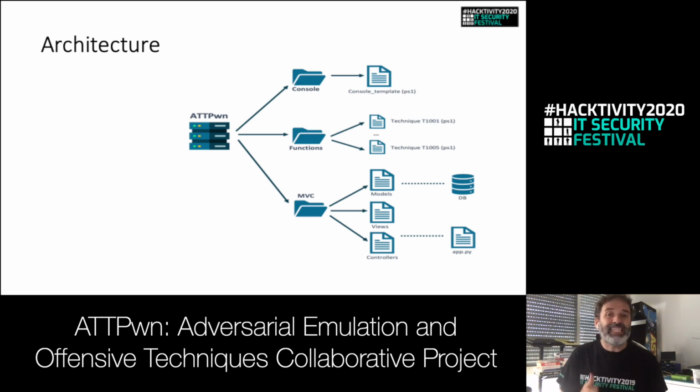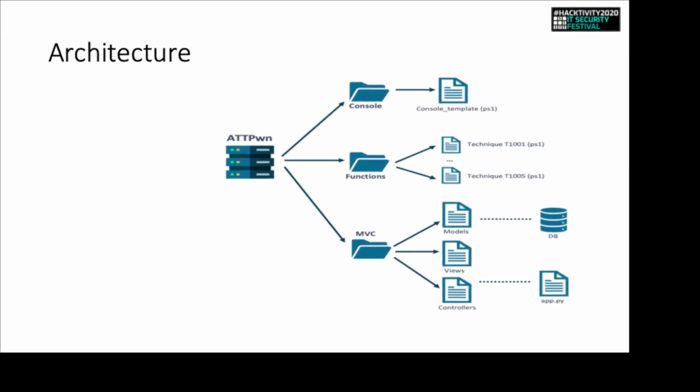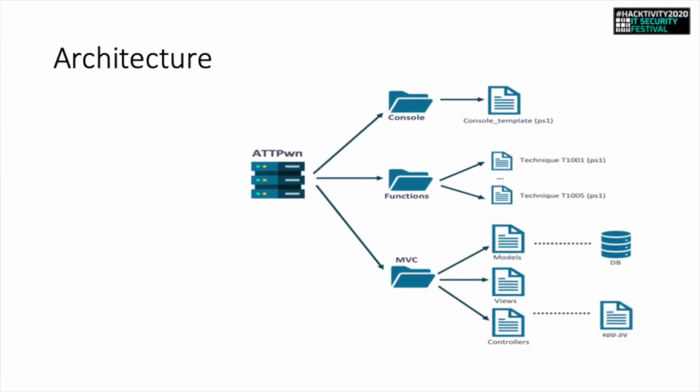Okay, so now let's see what the architecture of ATTPwn looks like. ATTPwn has three main different components. The first one is the console. That is the PowerShell code that will be running on the Windows machines emulating the threat. After this code is executed on Windows machines, it connects towards a command and control, and it waits for the adversary's commands to be emulated.